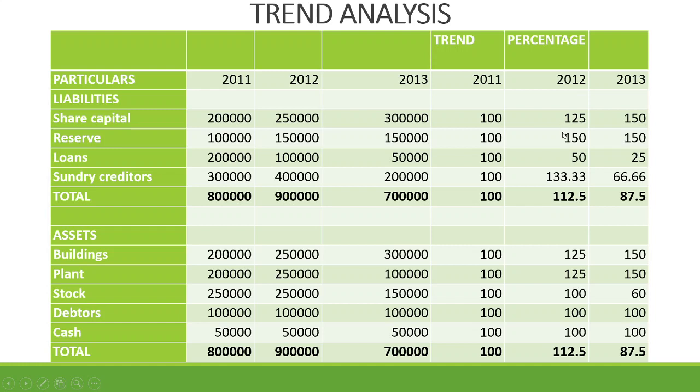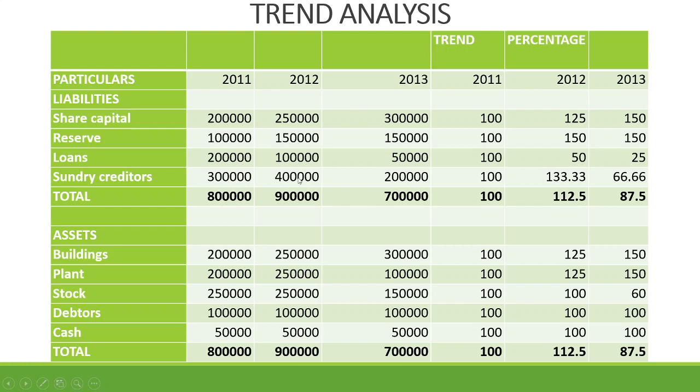Here we find out the trend percentage for the next year considering the value. So 2012 the share capital value is 2,50,000. 2,50,000 divided by the base year share capital, that is 2 lakh, into 100. So it is 125. Next is reserve, 1,50,000 divided by 1 lakh into 100, that is 150. The next item is loans, 1 lakh divided by the base year loan 2 lakh into 100, that is 50.